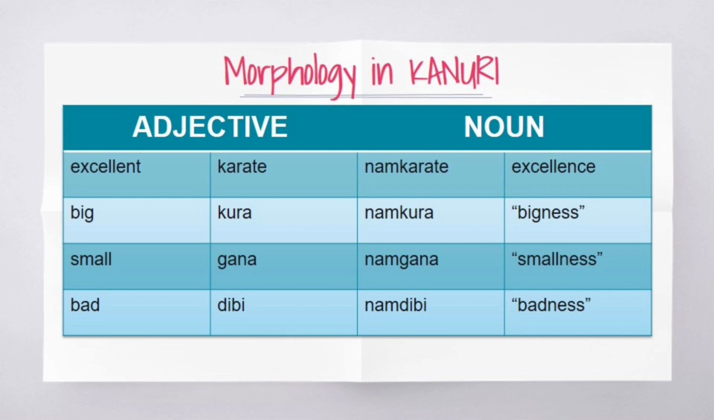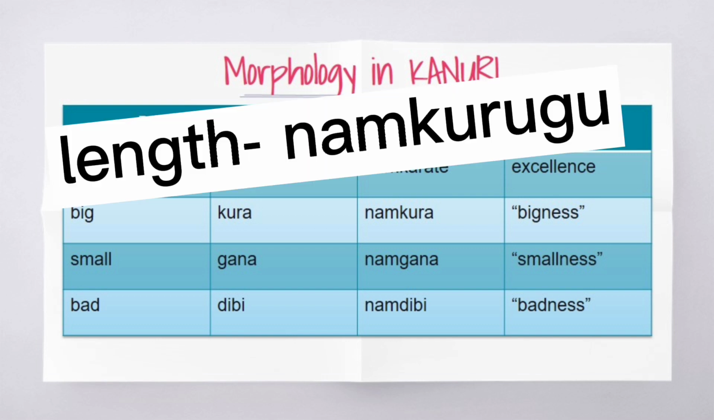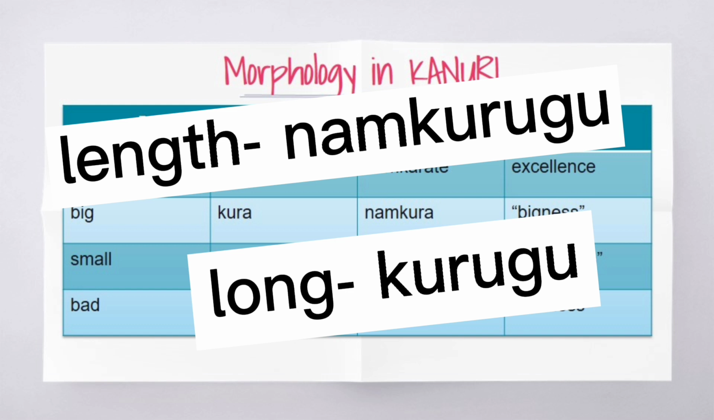Looking at the examples, we can conclude that nam is a prefix functioning as a derivational morpheme that is used to derive nouns from adjectives. The process is similar to the use of the suffix ness in English, creating the noun bigness from the adjective big. Discovering a regular morphological feature of this type helps us to make certain predictions when we encounter other forms. For example, if the Kanuri word of length is namkurugu, then we can be reasonably sure that long is kurugu.